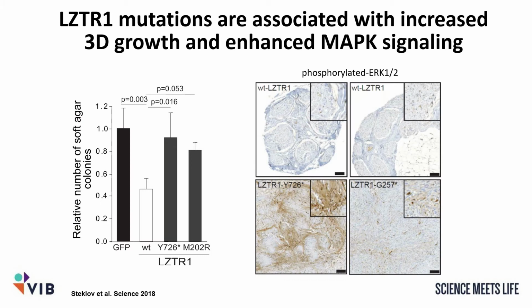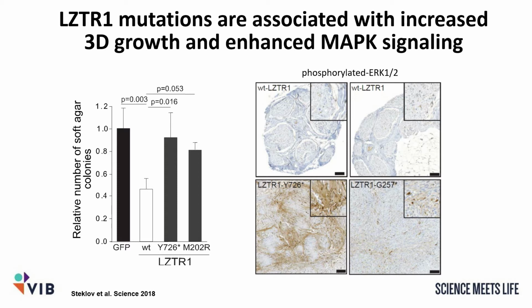So we were able to functionally confirm this again by doing rescue experiments. As you can see here, when we analyze the anchorage-independent growth of schwannoma cells with LZTR1 indels, when we overexpress wild-type LZTR1, we could see a nice decrease in the ability of the cells to grow in soft agar. While we did not observe such an effect when we analyzed cells with overexpression of different LZTR1 mutants.